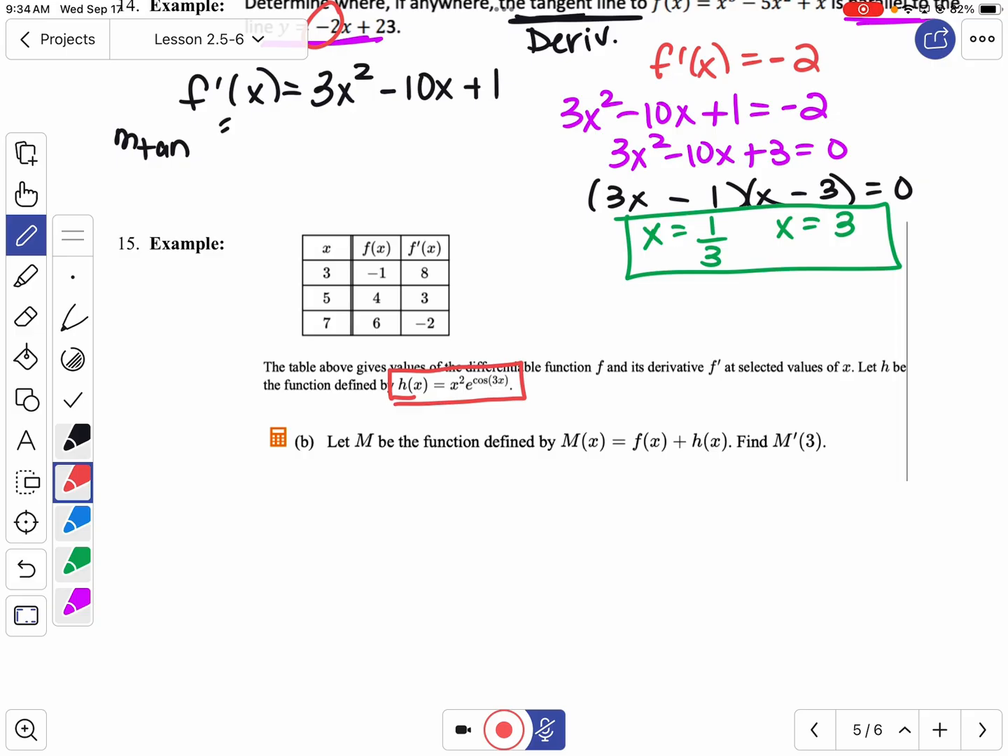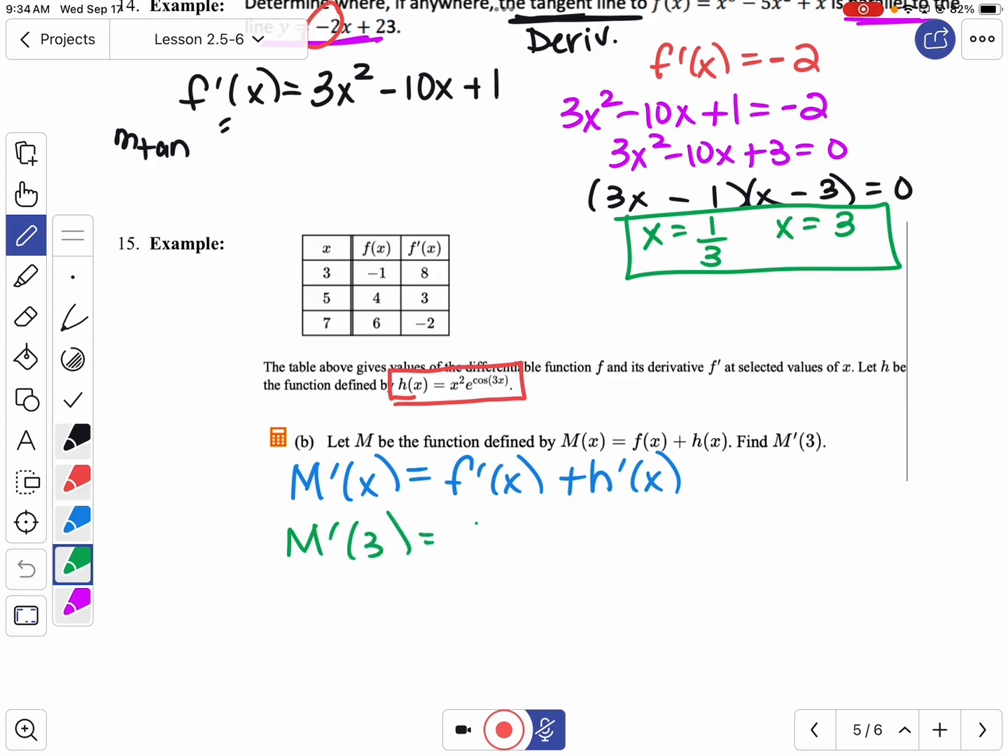So it says let m be defined by m of x equals f of x plus h of x. Find m prime at 3. So in other words, I need to find m prime to start. Well, that would be f prime at x plus h prime at x. Pretty straightforward. Where it gets a little weird is that it wants me to find m prime at 3. So that'd be f prime at 3 plus h prime at 3.